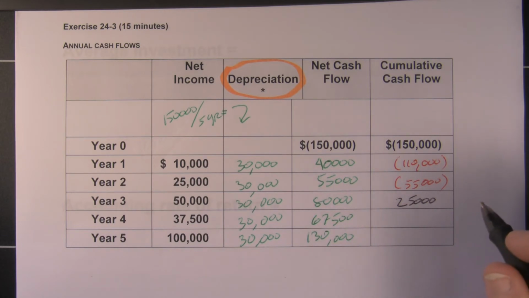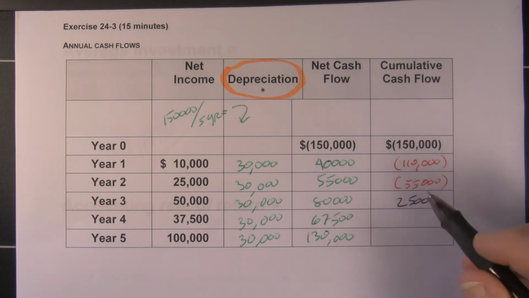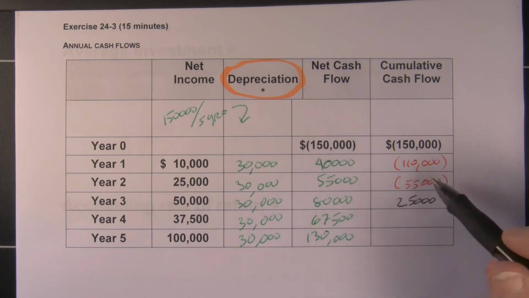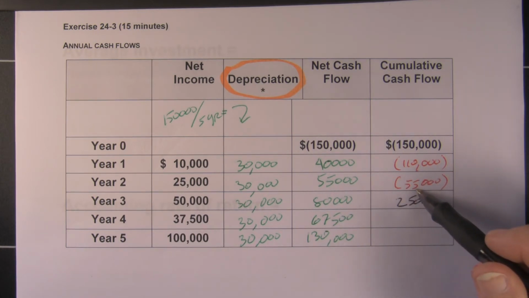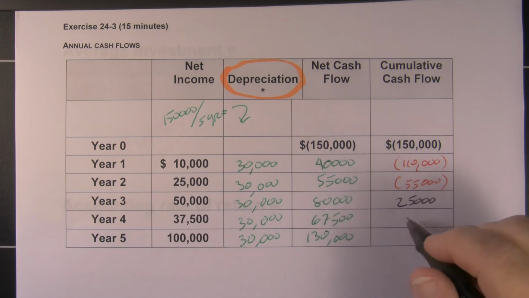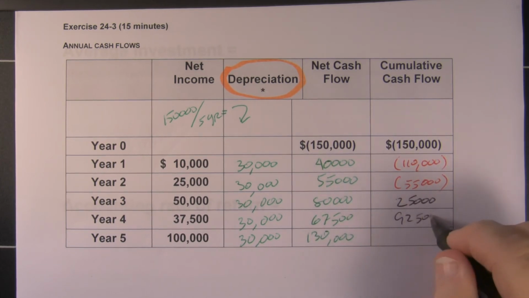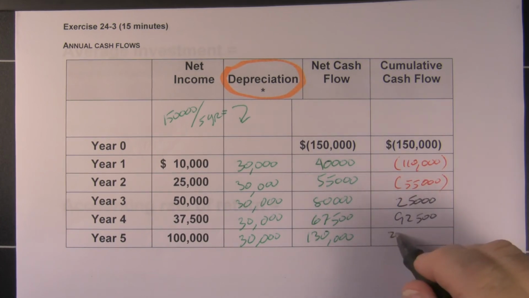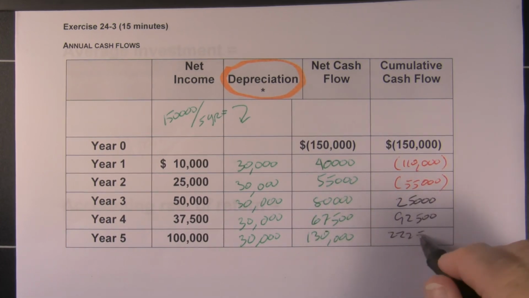And we're going to do the same thing. How much did we pay in that year? We made, of the 80,000, 55,000 of it was used to reach the break-even point. And then we'll just add the 67, that gives 92,500 and 222,500, just adding those.